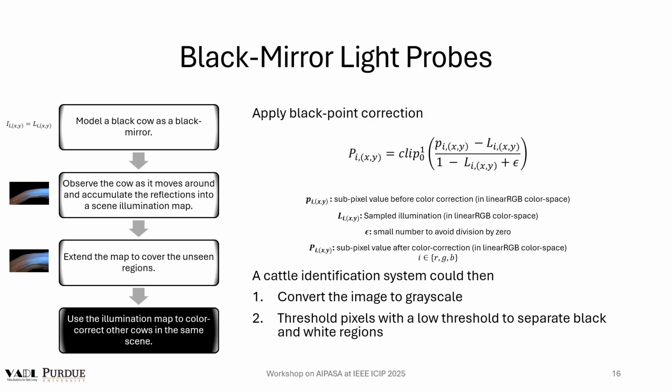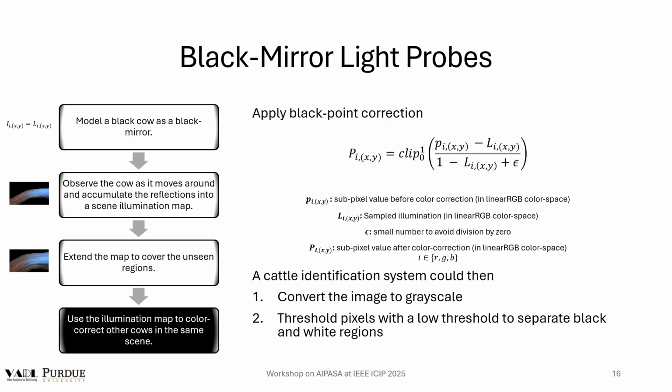To color correct an image, we consider each point in the illumination map to be the measured black point at that location and then apply the well-known black point correction algorithm given by the equation on the slide. Black point correction offsets the pixels by the black point value and then rescales it to fit the entire allowed range of 0 to 1.